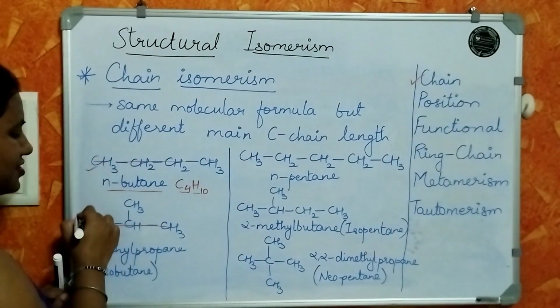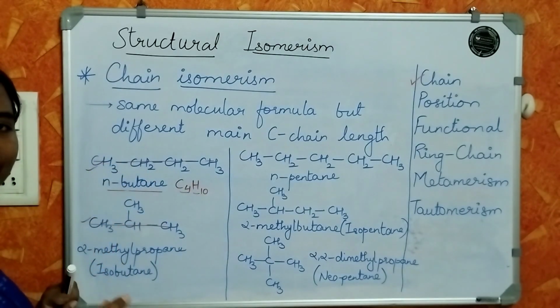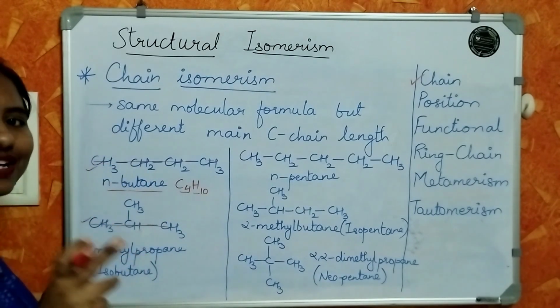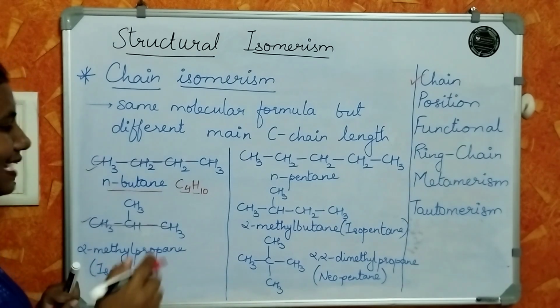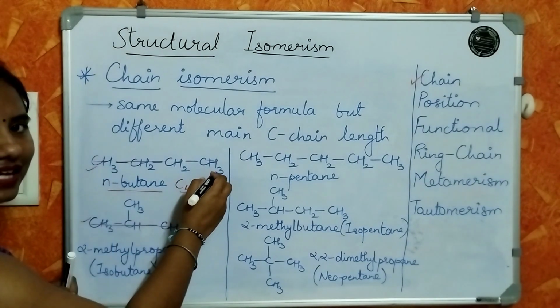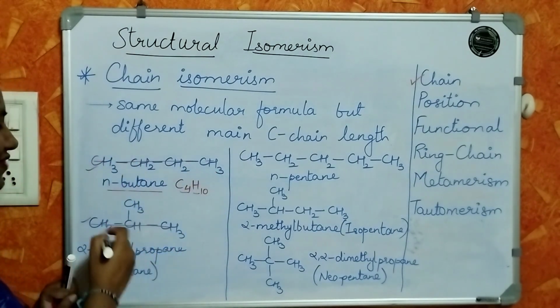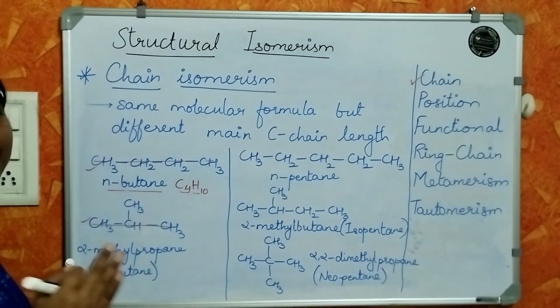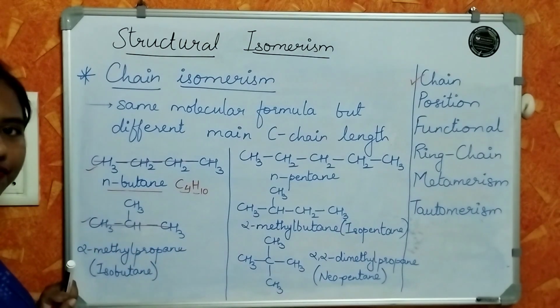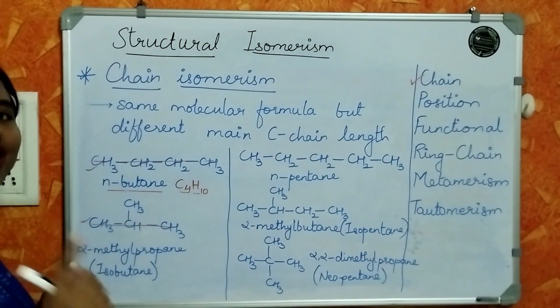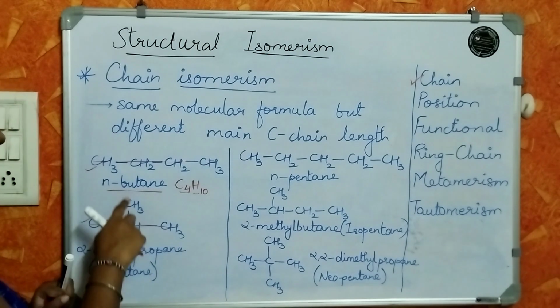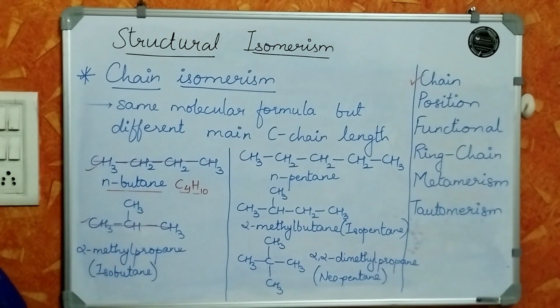That means both these structures have the same molecular formula but they differ in the longest carbon atom chain length. That means here the total number of carbon atoms in the longest chain are 4, while here we have only 3 carbon atoms in the longest chain. Therefore, this kind of structures are chain isomers of each other. So we have N-butane and 2-methyl propane.